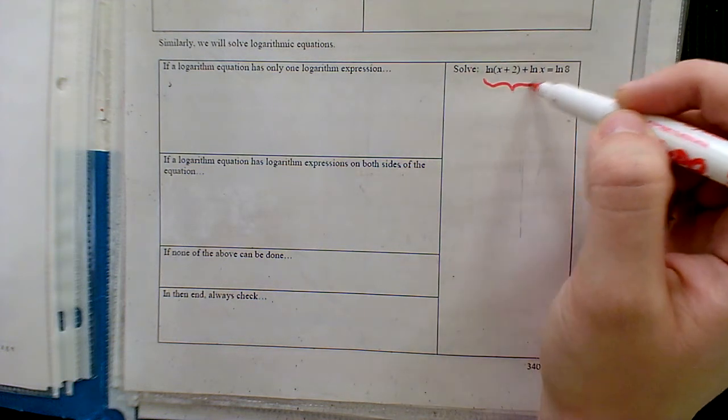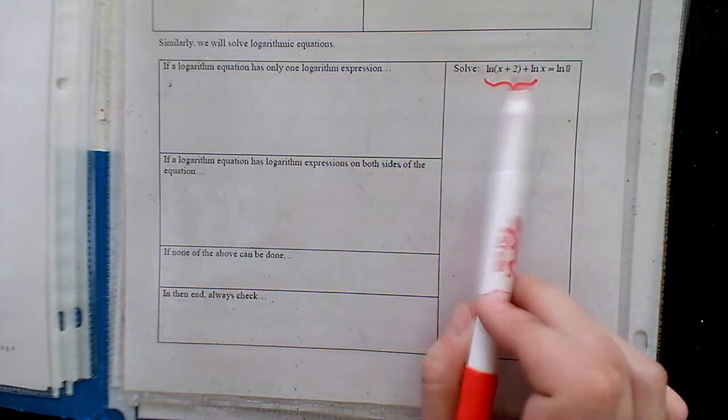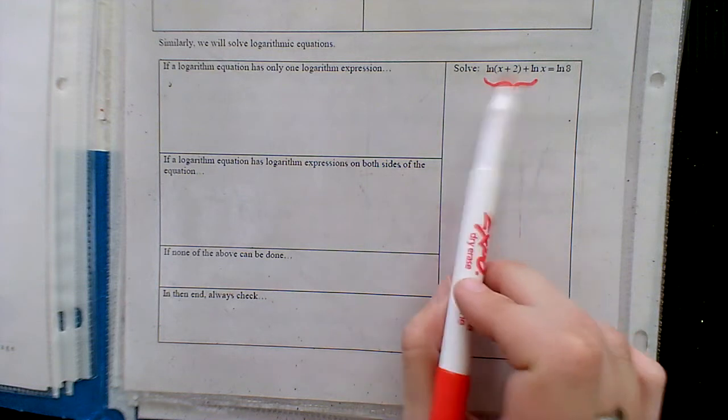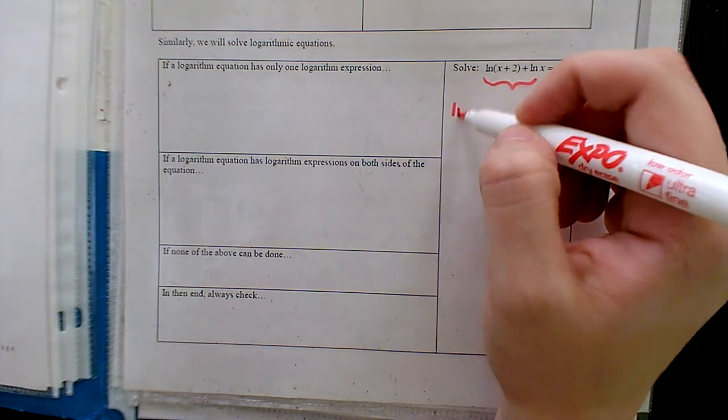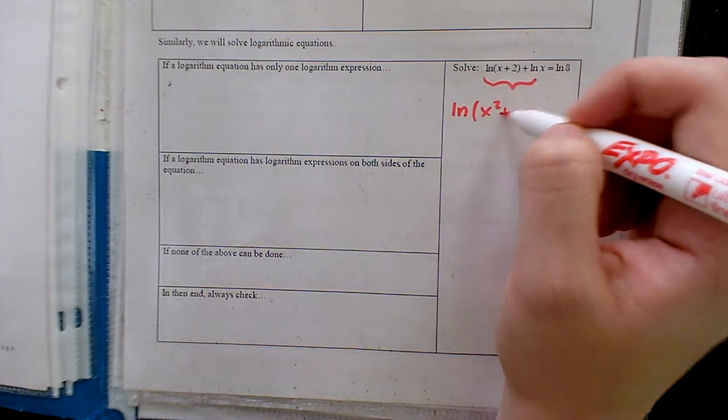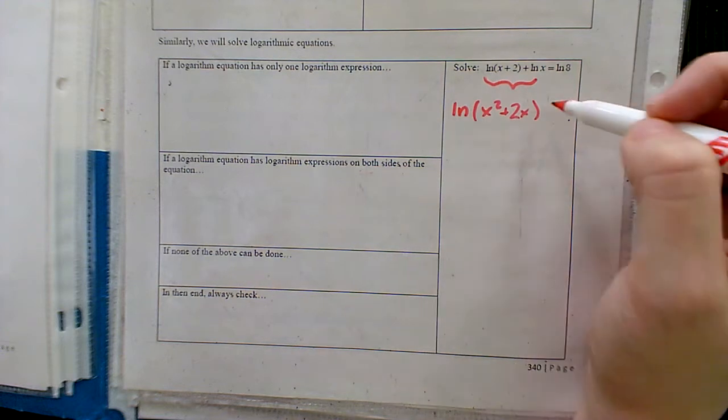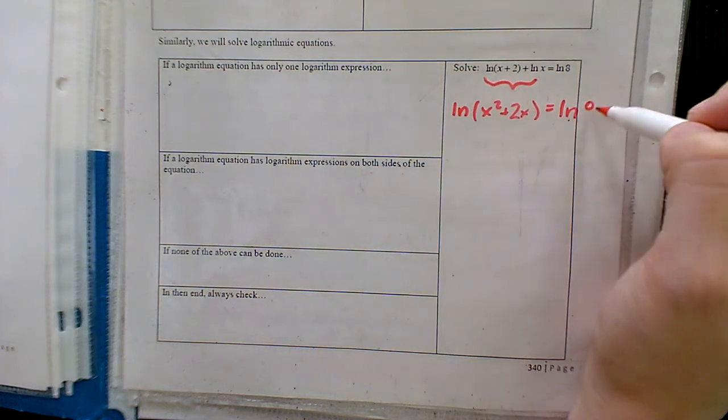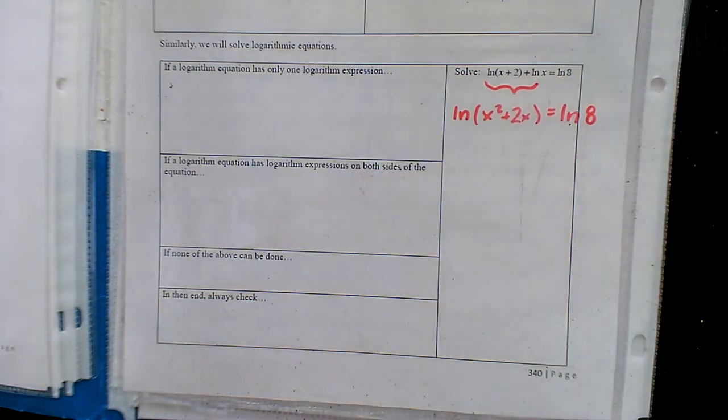What do you think, Kyle? Multiply the x into the x plus 2. All right, if we're adding 2 logs together that are exactly the same, they're both natural logs, we can multiply the arguments together. So that would be an x squared plus 2x. I think we did this on Friday last week. So we can utilize those properties, get one log on the left, one log on the right.